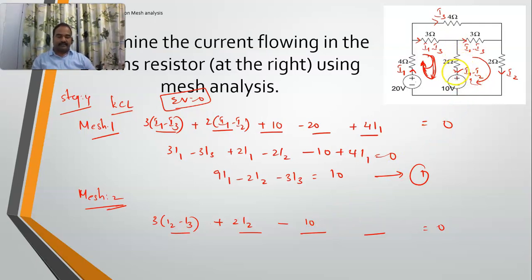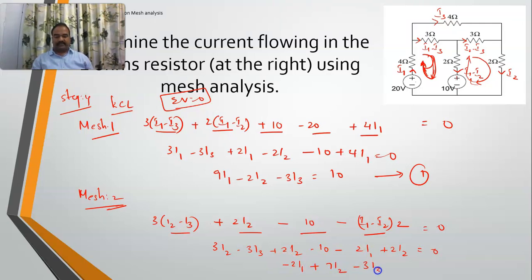This is what we mentioned here earlier. But now the loop direction is in this fashion. So I'll take it as minus I1 minus I2 into 2. If I expand this one, I will get 3I2 minus 3I3 plus 2I2 minus 10 minus 2I1 plus 2I2. You must be very careful in writing these equations. So it is minus 2I1 plus 7I2 minus 3I3 is equal to 10. This is equation number 2.